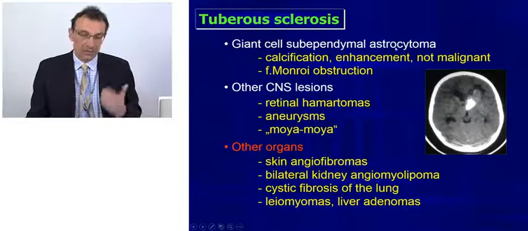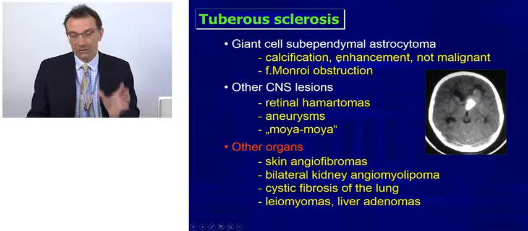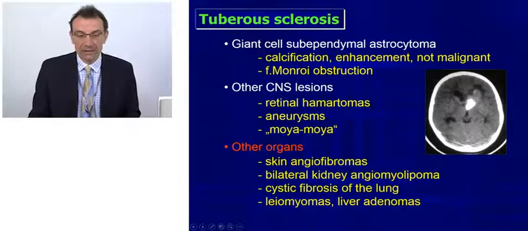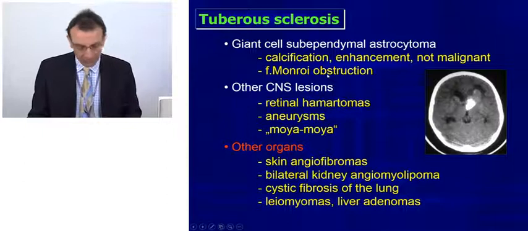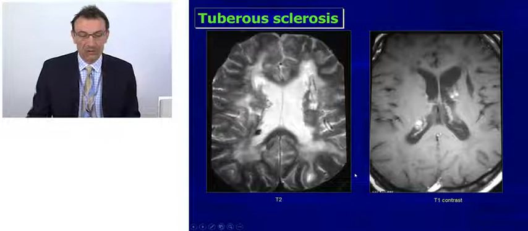And the most typical thing is the giant cell subependymal astrocytoma. It also calcifies, as you can see on CT nicely. There's huge calcification. It enhances on CT, or of course on MR indeed, and it's not malignant, but can cause obstruction of the foramen of Monro with dilatation of the lateral ventricle. So it's also one thing which can happen. And then, as I mentioned, we can have angiofibromas, angiomyolipomas, and others.